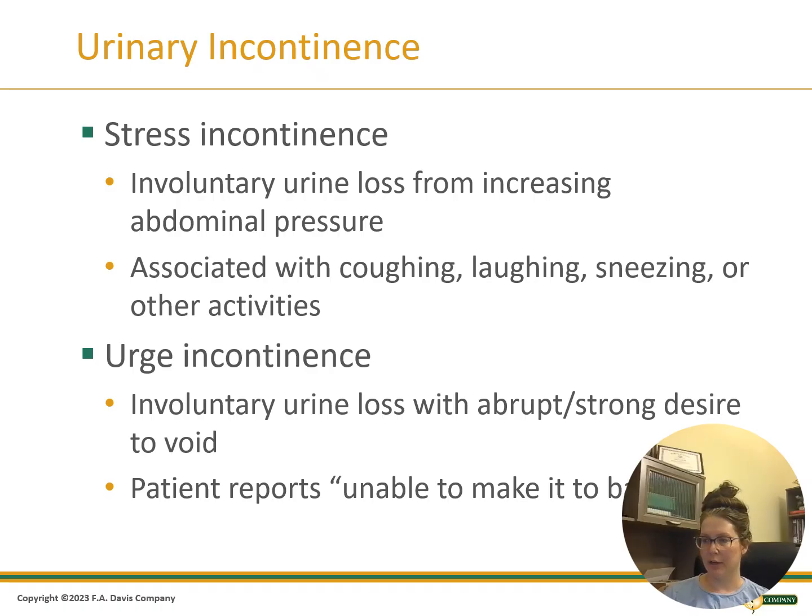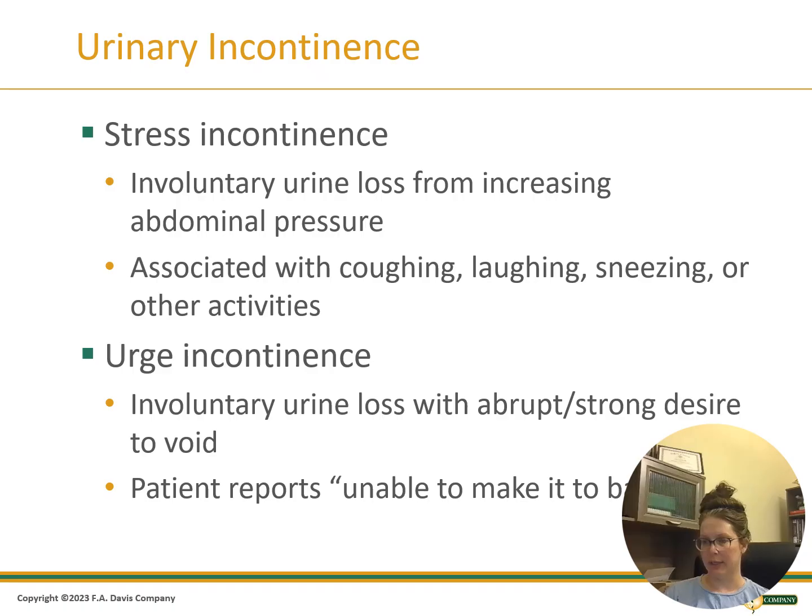Alrighty, so we're at incontinence. So we have a couple different kinds. We have stress incontinence, and this is going to be caused by involuntary urine loss due to increased abdominal pressure. So this is often triggered by things like coughing, laughing, sneezing, or physical activity. Our urge incontinence is going to be caused by involuntary loss associated with a sudden strong urge to void.